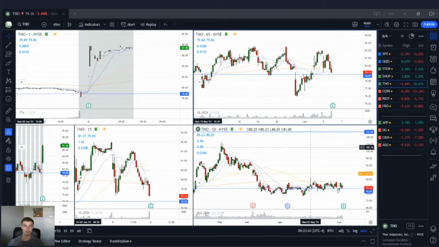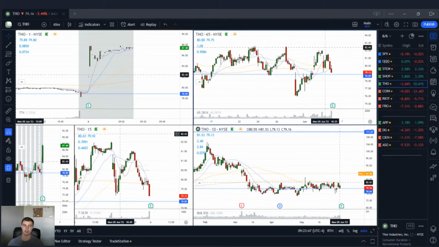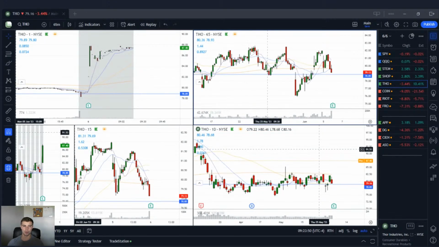Next up is Thor Industries, THO. So this one's gapping up. This is actually a really nice gap. The volume is my biggest issue. It's only doing 24,000 shares. Not a ton of volume, but more than usual, so that's good.